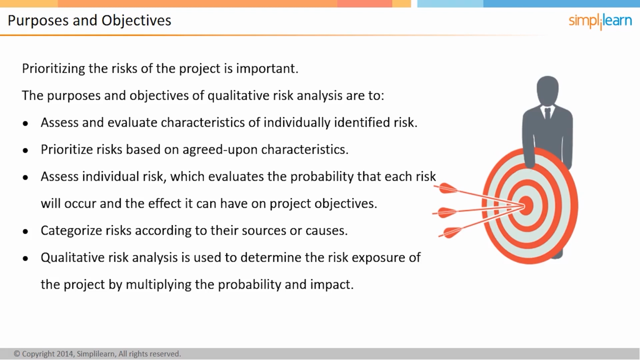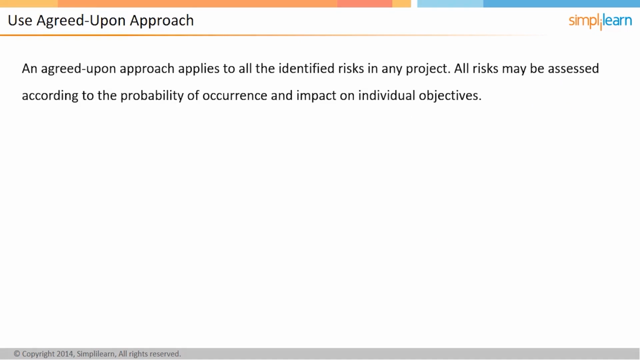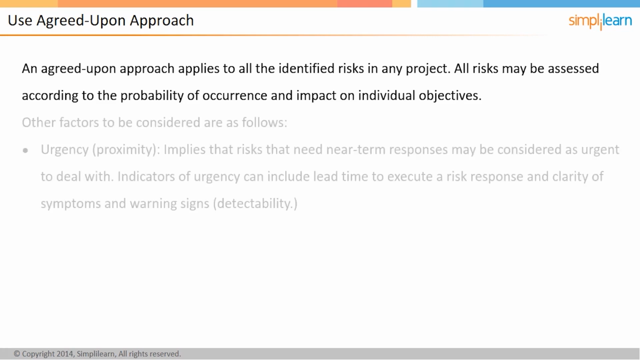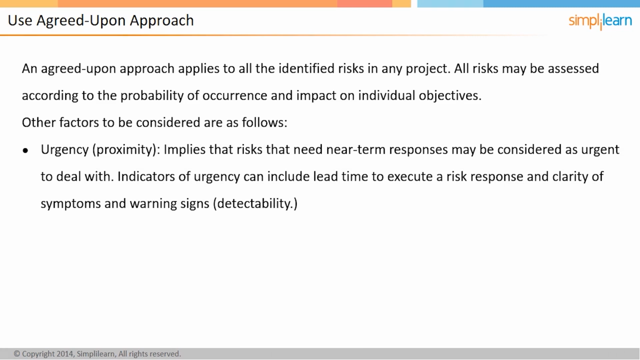In the next screen, we will discuss the critical success factors, or CSFs, for Perform Qualitative Risk Analysis process. In this screen, you will look at the fundamental approach, which is Use Agreed-Upon Approach. You need to apply an agreed-upon approach to all the identified risks in any project. All risks may be assessed according to the probability of occurrence and impact on individual objectives. Other factors to be considered here are urgency and manageability. Urgency, also known as proximity, implies that risks that require near-term responses may be considered more urgent to deal with.